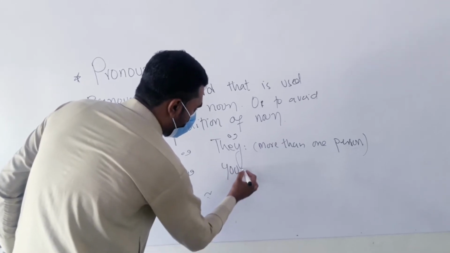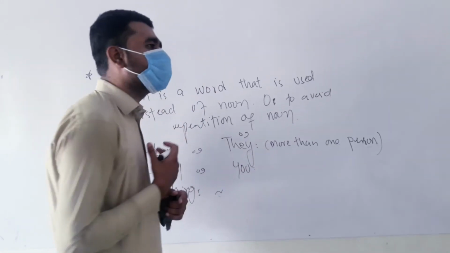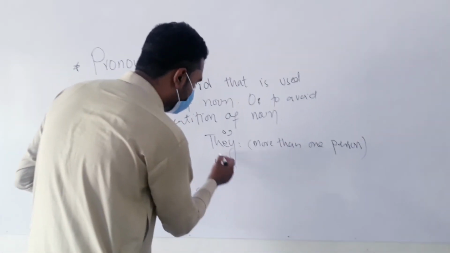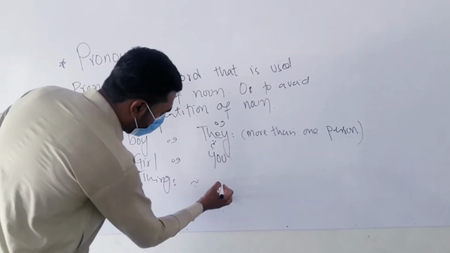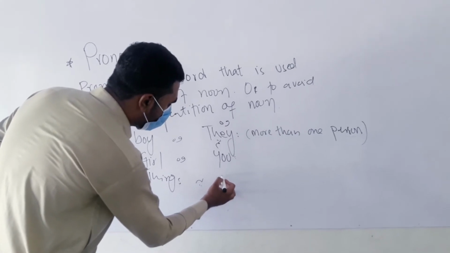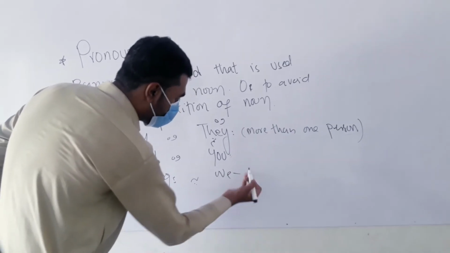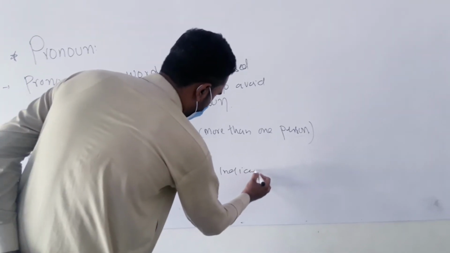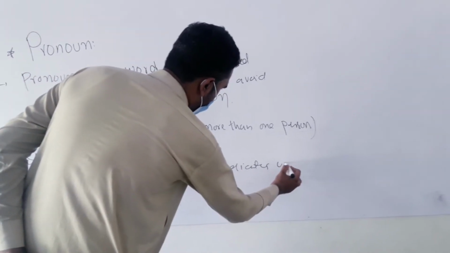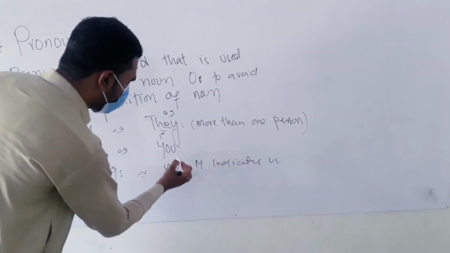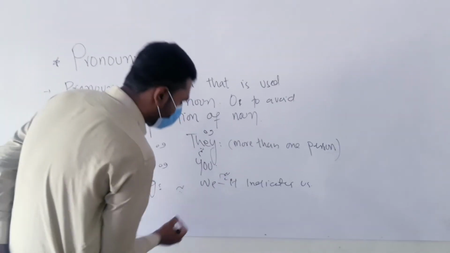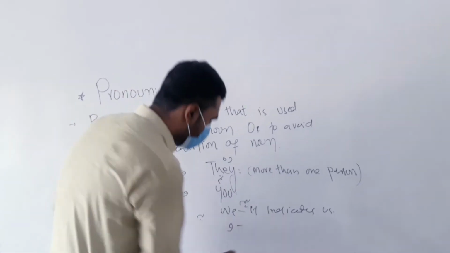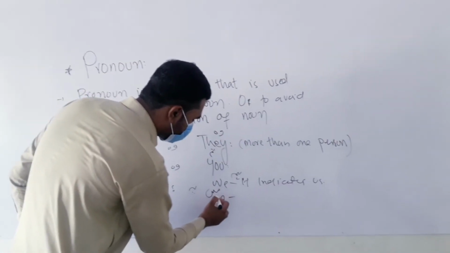You. You we use for a person to whom we are talking. It also means tum. And we, I. It indicates us, and in Urdu we say hum. And I is when I'm talking about myself. So in Urdu it means me.